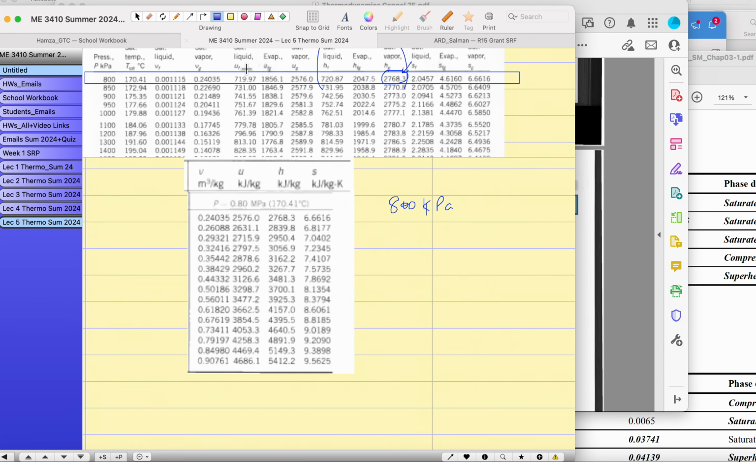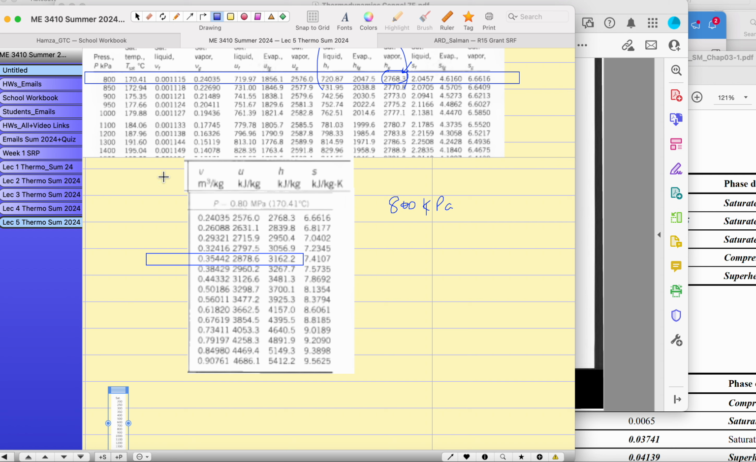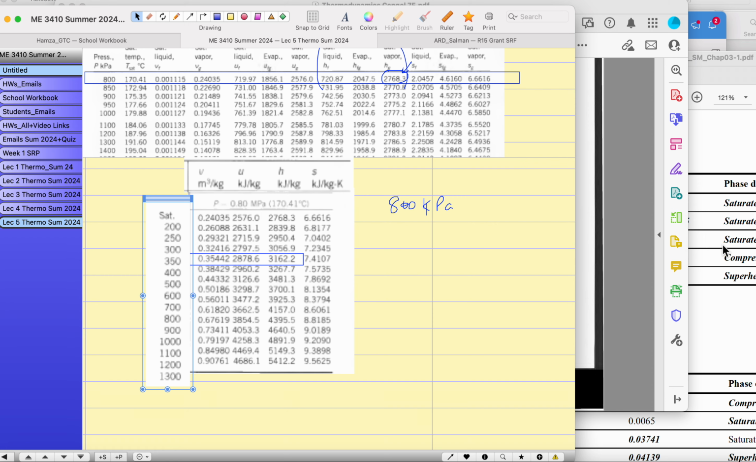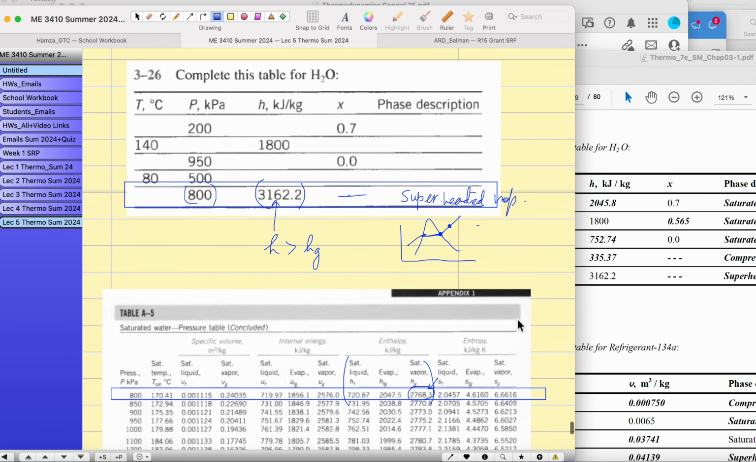What you have to do is mark here 3162. You see this point. The temperature is on the left hand side, so let me cut and paste from the book here. So it is 350 Celsius. This is our answer for the final row, 350 Celsius. That's how you will find out the unknown values from the table.